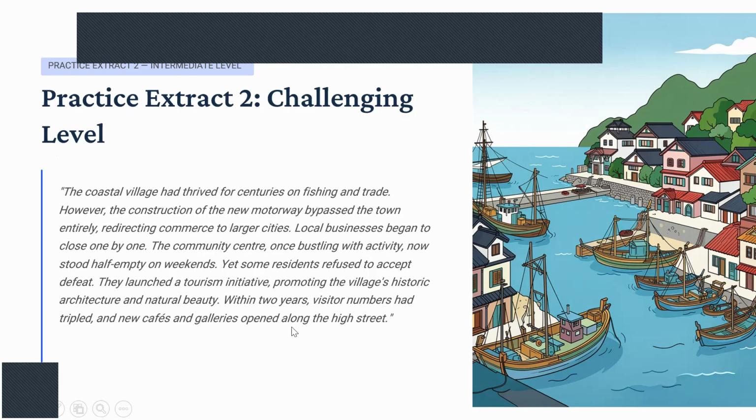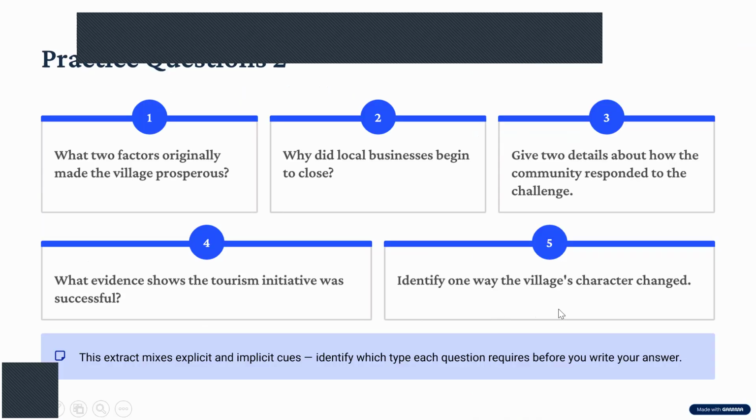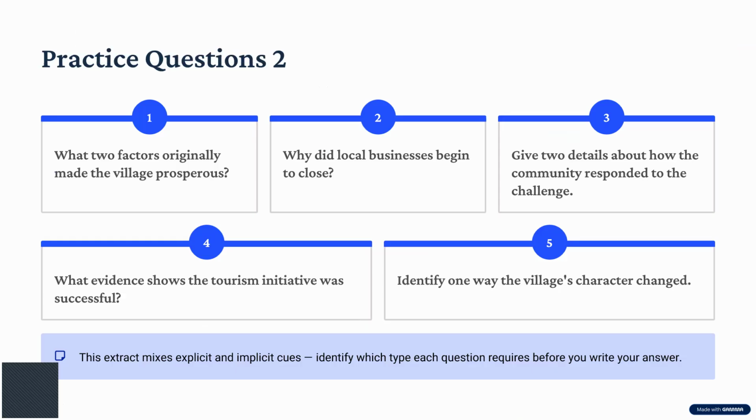Now, here the answer may not be straightforward. See, earlier they used to be people of fishing and trade. Now the people became people of tourism, cafe owners, and galleries. They opened galleries and became cafe owners and started promoting tourism. So this is how the village's character changed, from being fishermen and traders to becoming tourism business owners and owners of cafes and galleries. This is how it's done.